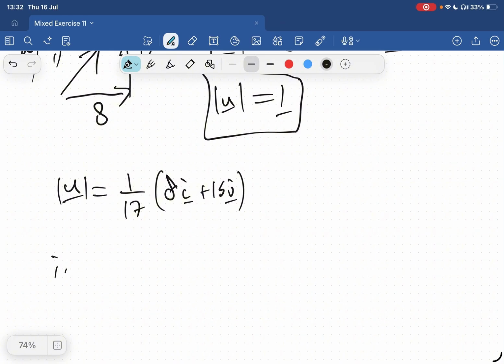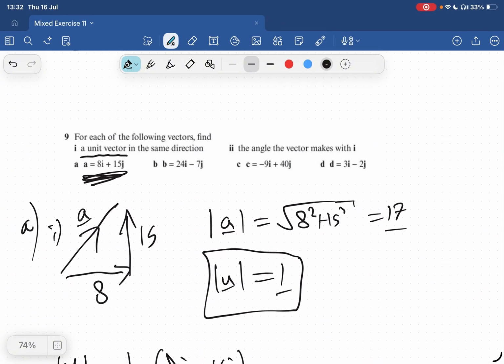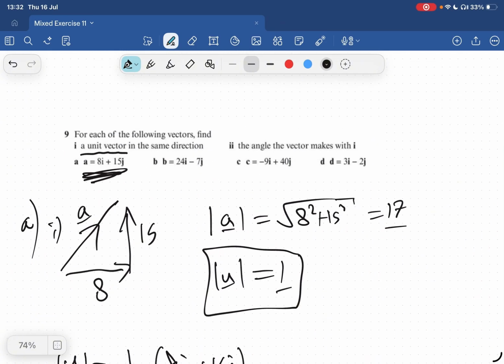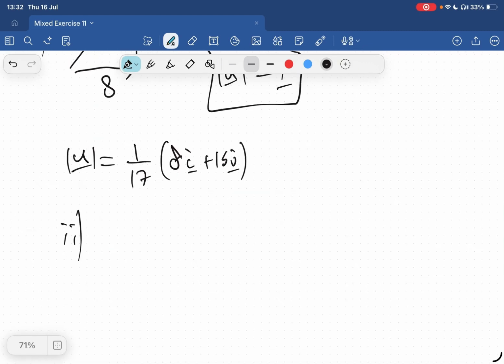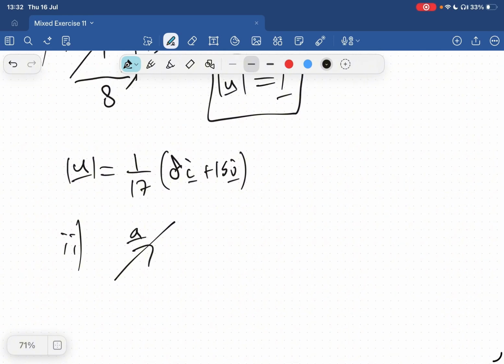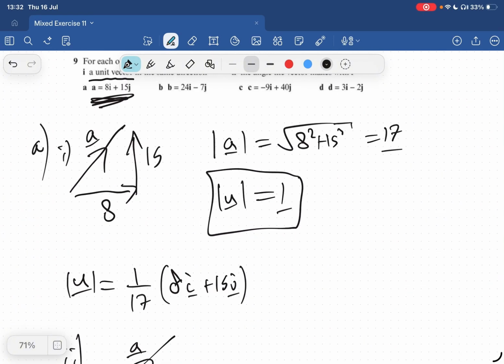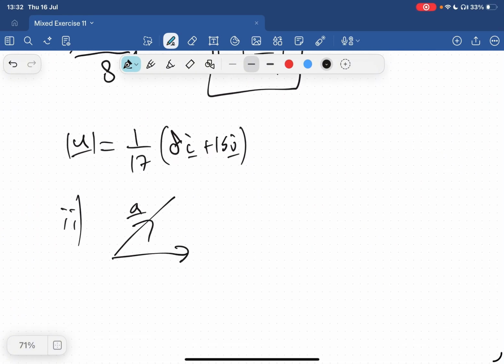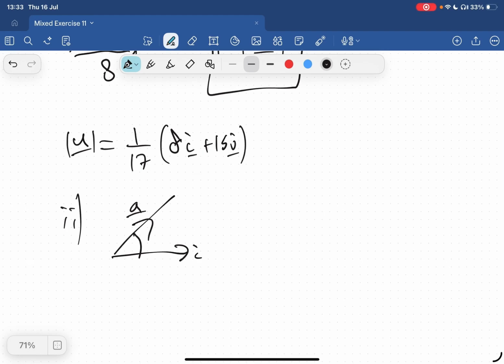I went into a lot of depth there, so the rest of them are more simple. Part I, we need to find the angle the vector makes with I. We've already got this diagram here, but we'll draw it again. Here's positive I, and we need to find this angle.